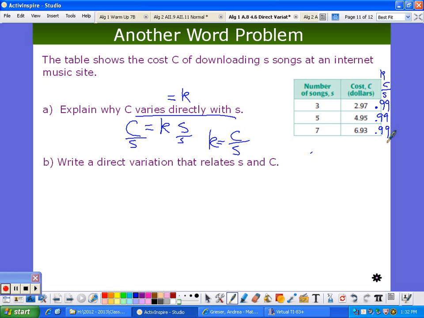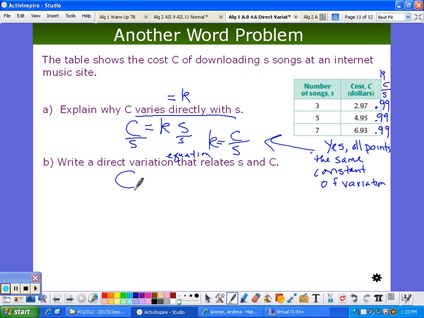Yes, ma'am. Yes, because all points have the same ratio, right? The same constant of variation. So I consider this explained. So that's kind of that question. Then it says write a direct variation equation that relates S and C.